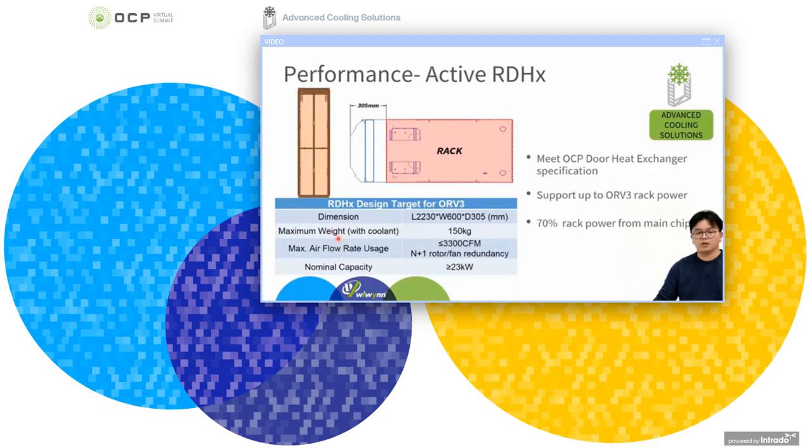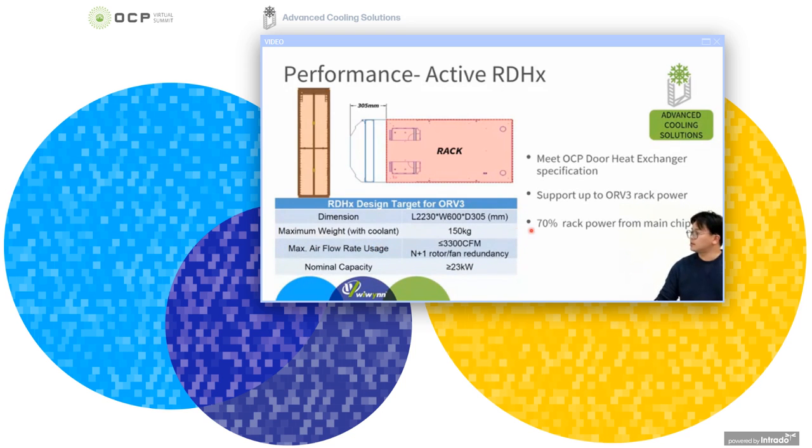The current OpenRack v3 power design will support up to 33 or 36 kW per rack. This means we must limit our maximum airflow rate usage. In order to meet the 0.17 CFM per watt design target, the airflow usage will be under 3300 CFM and support one fan or one rotor redundancy.